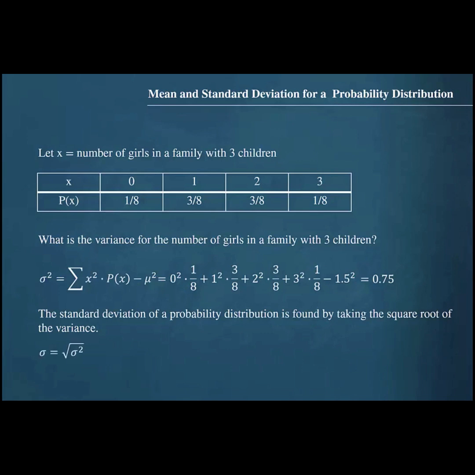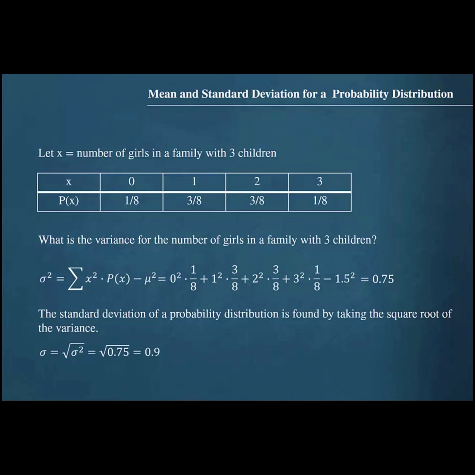The standard deviation of a probability distribution is found by taking the square root of the variance. So the standard deviation will be the square root of 0.75. This gives us a standard deviation of 0.9 when we round to 1 decimal place.